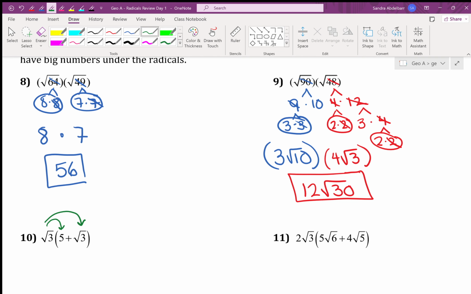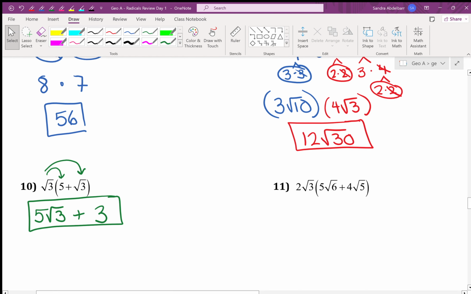No. So root 3 times whole number 5 is not root 15. What is root 3 times whole number 5? 5 root 3. Excellent, Chase. 5 root 3. And do not disappoint me here. What is root 3 times root 3? Mariana? Whole number 3. You got it. Can I simplify or combine this or do anything else? No. This is as far as we can go.